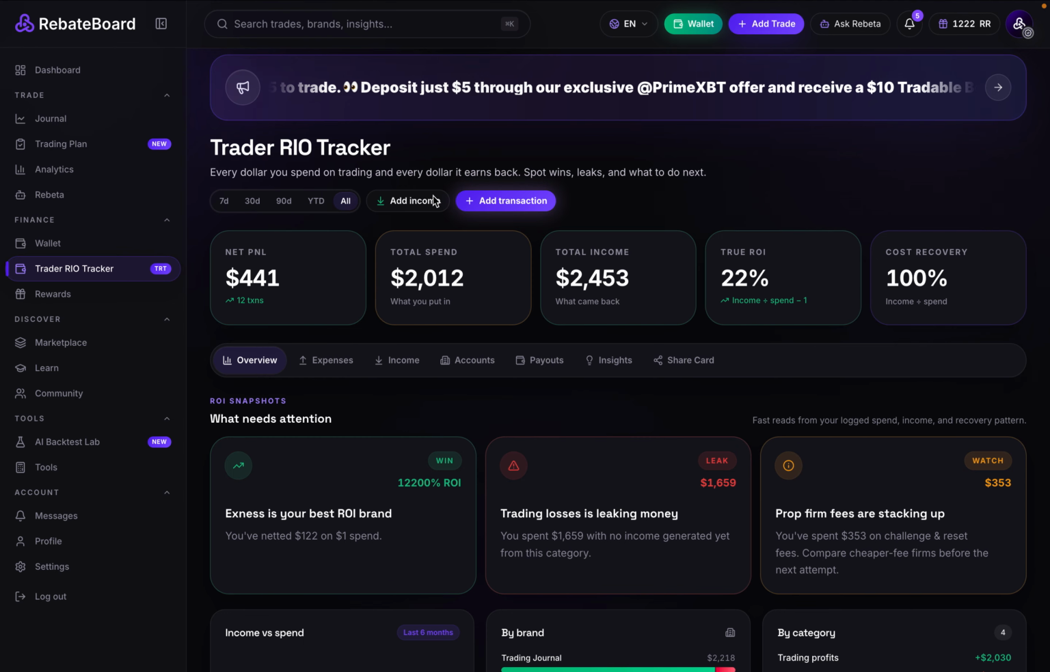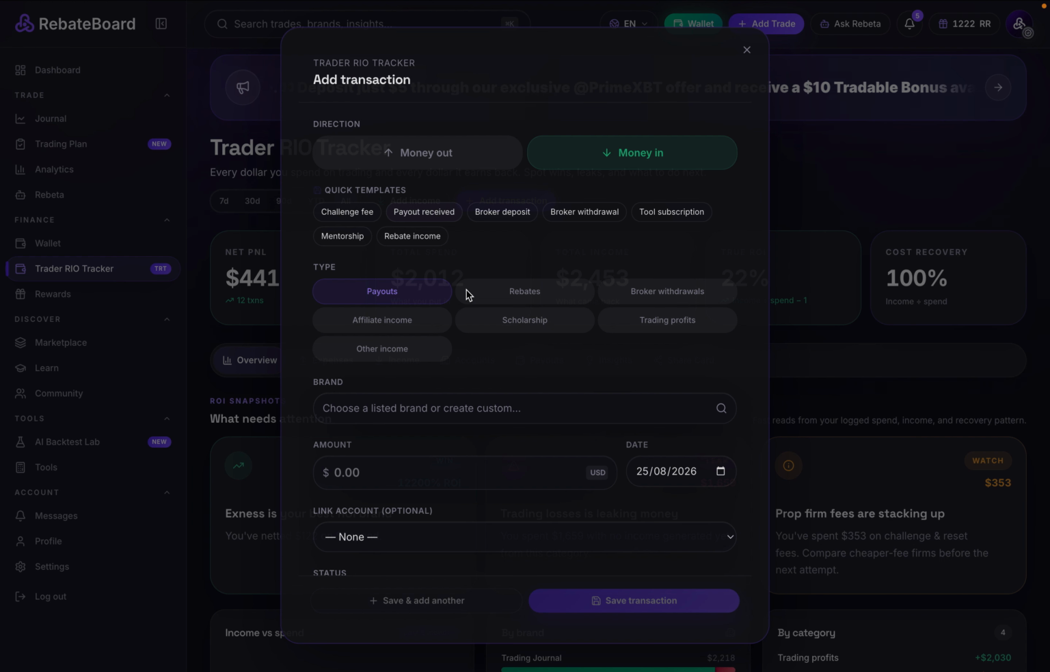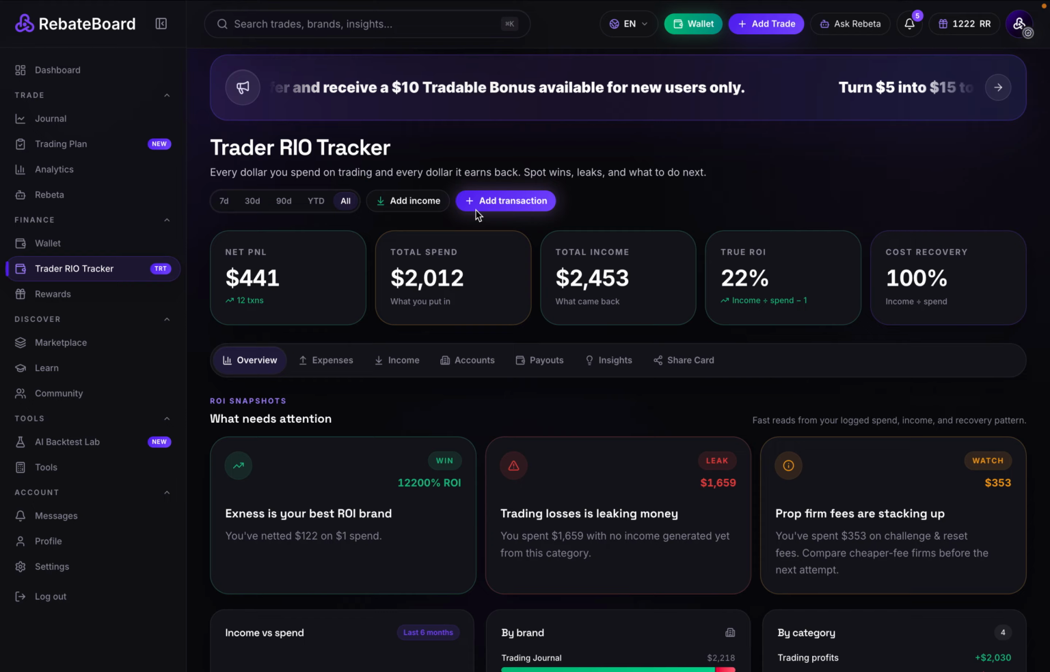Then if it is income, you come here and add the income. It is payout, rebate, broker withdrawal, affiliate income, scholarship, trading profit, any other things related to trading. The beautiful part about that is that when you click this and add a transaction, this will be automatically attached to your trading journal. While you are adding your trading journal, it will automatically ask you to add which type of account you traded that day.